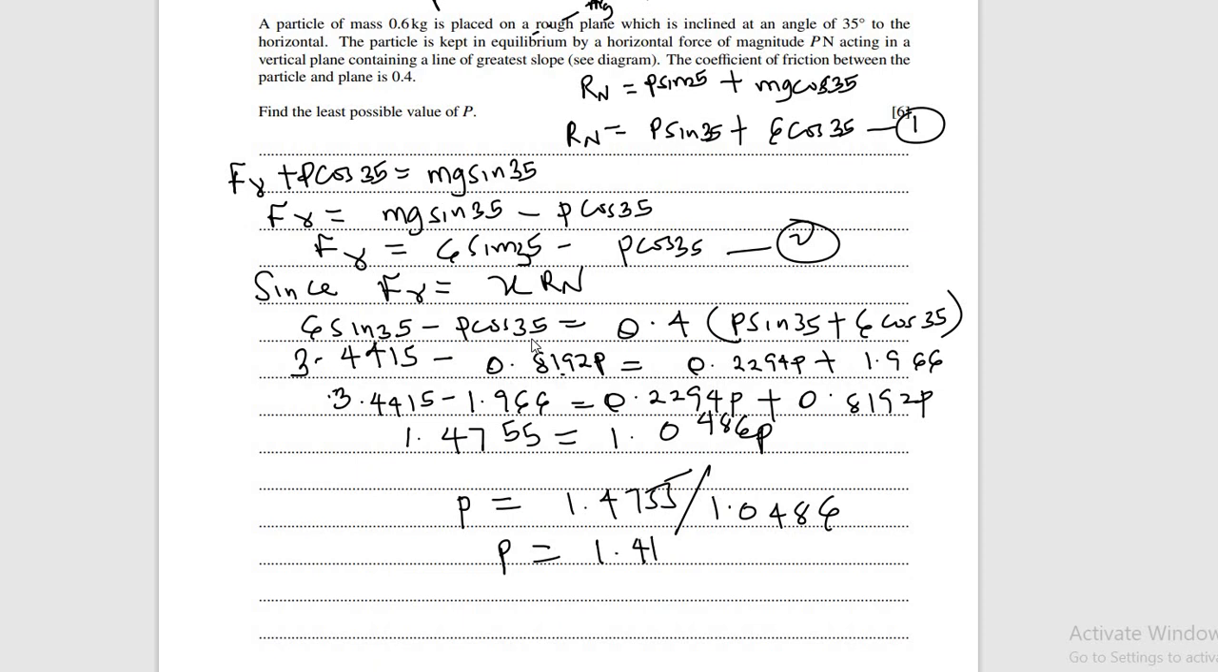Remember the question said to find the least value of P. So the minimum value, that's the least value of P, which means P can be greater than 1.41, but the minimum for the body to move will be 1.41. That will be the answer.